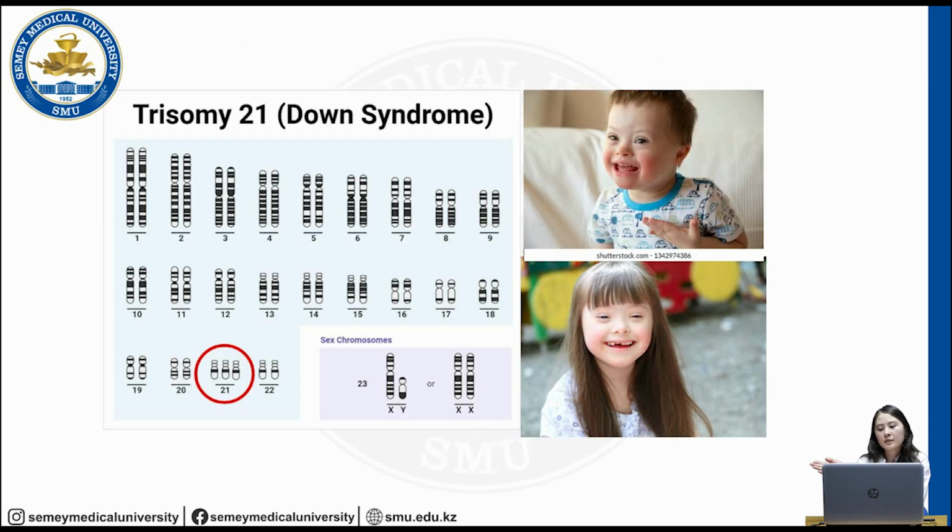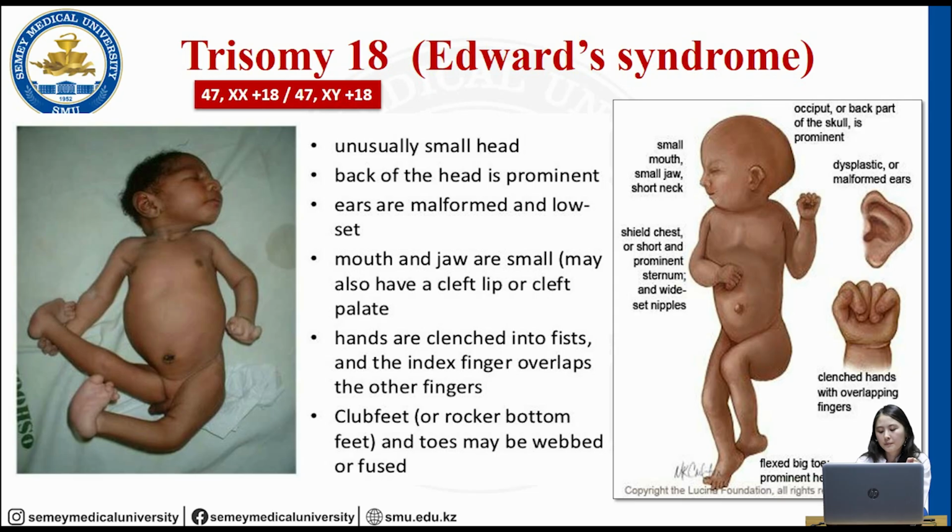Also, here is the realistic picture of this syndrome patient. Here is the karyotype described, Down syndrome and patients. They will have also problems with the cardiovascular system and aortal dissection and dilation.